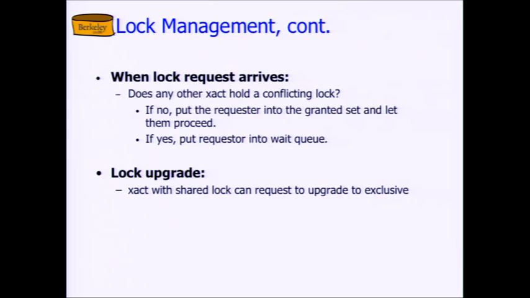When a lock request arrives, you look in the hash table, you being the lock manager. Is there any other transaction with a conflicting lock? If the answer is no, then you put the requester into the granted set and you let them proceed. So if you think of your lock manager as a function call, I would like a lock, please. This would be the point where it would just return and say, go for it, right? It would have put your state into the lock table and it would have just returned control to your thread. However, if the transaction is not able to acquire the lock, it gets put on a wait queue.